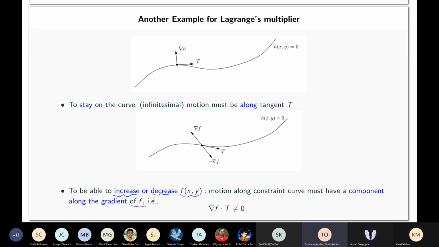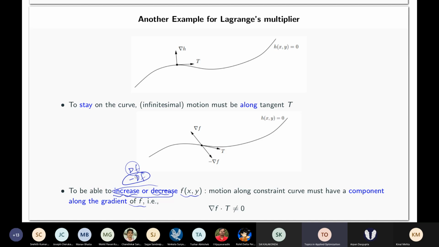Okay, to decrease, I did not specify whether you should move along grad f or minus grad f. To decrease, you should go more specifically along minus grad f, and to increase, more specifically towards grad f. Here we are making a general statement: to increase or decrease, you should be along grad f or minus grad f. Whether you take a positive or negative value doesn't matter. It will increase or decrease, but you must have some component.